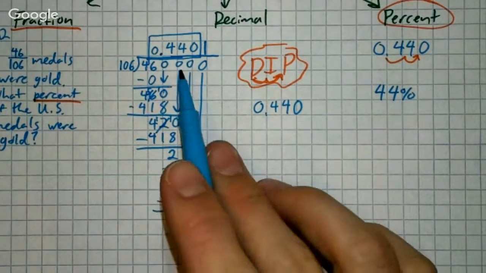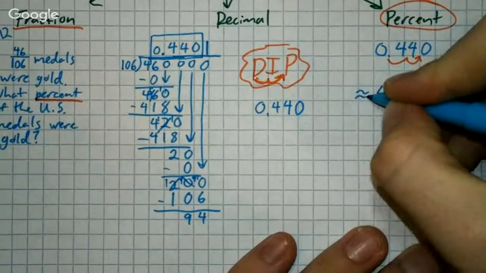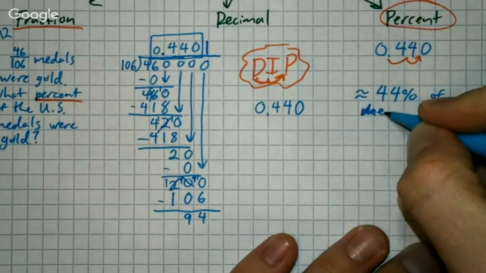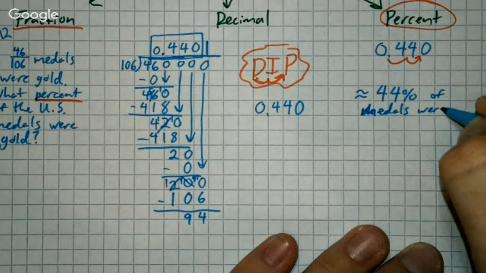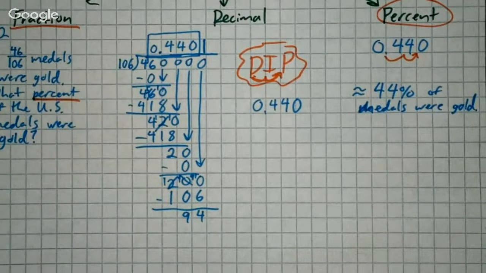Now, it wasn't exact because we didn't do all of this division. So we have to say about 44% of medals were gold. And there we go. We figured it out.